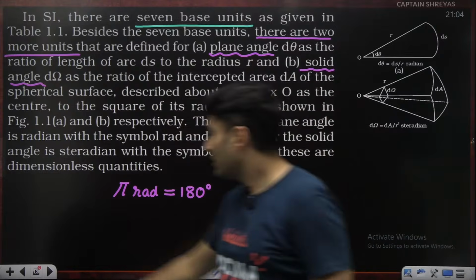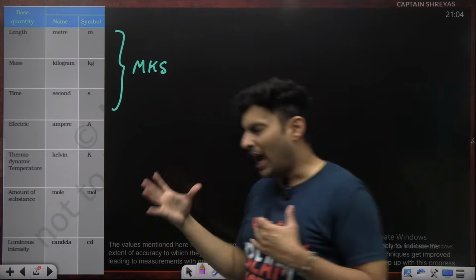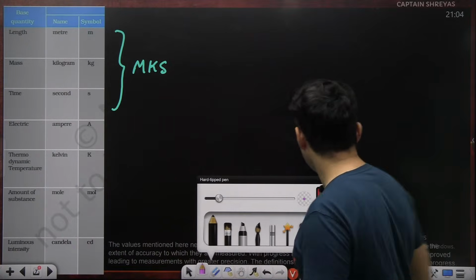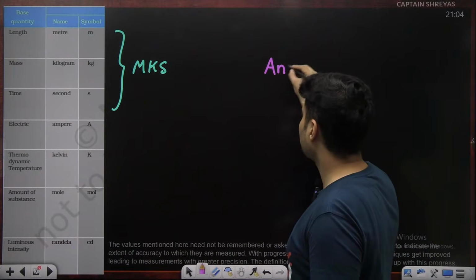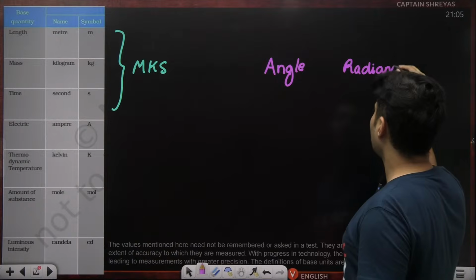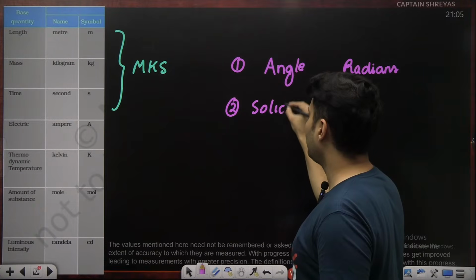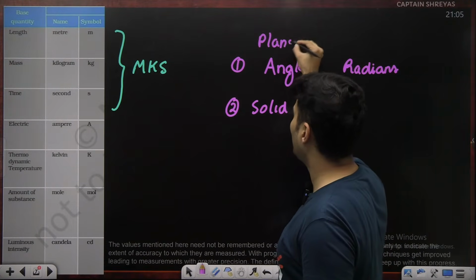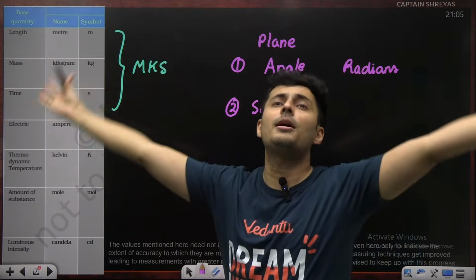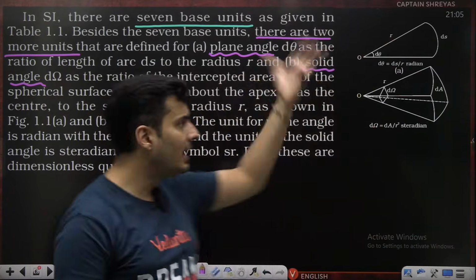So angle, that additional unit, is measured in radians. This is that extra additional quantity which you have. And then you have the solid angle. The plane angle was also called just the angle. Then you have the solid angle. This is an angle in 3 dimensions. You don't have to go too deep into it, but just remember it is an angle in 3 dimensions.